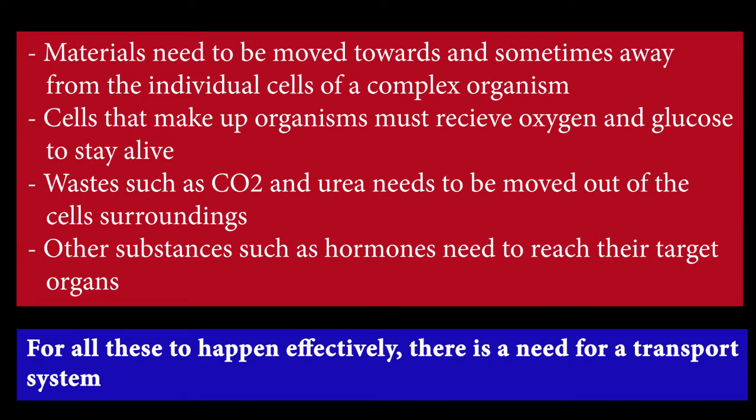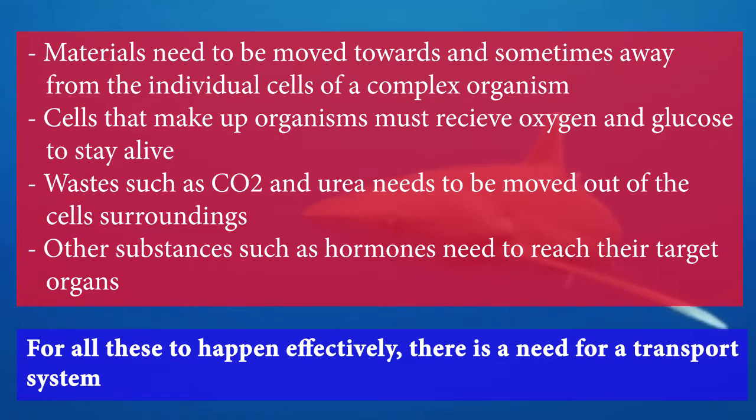Just as in plants that we discussed in the previous lesson, materials need to be moved towards and sometimes away from the individual cells of a complex organism. Cells that make up both plants and animals must receive oxygen and glucose to stay alive, while waste such as carbon dioxide and urea produced by these cells needs to be moved out of the cell surroundings. Other substances such as hormones, etc., need to reach their target organs. For all this to happen, there is a need for an efficient transport system, especially in animals.